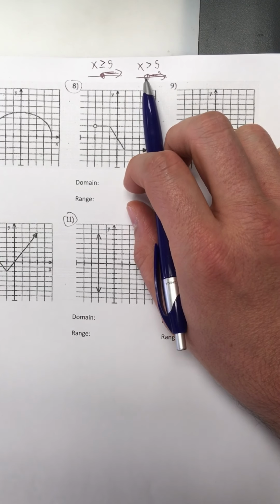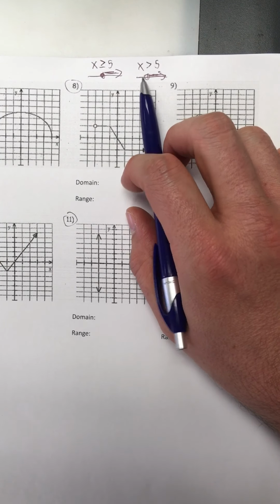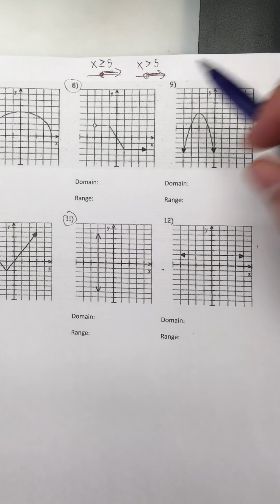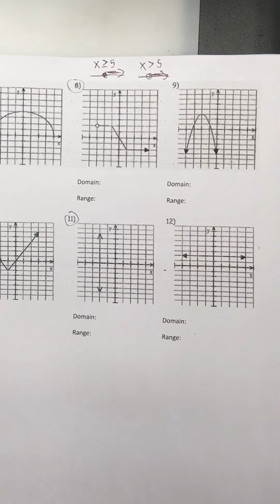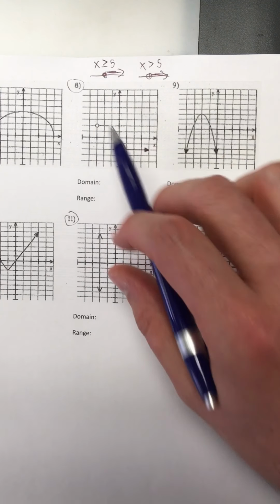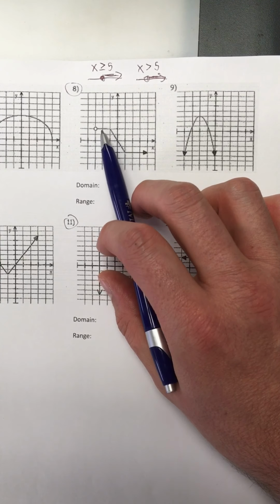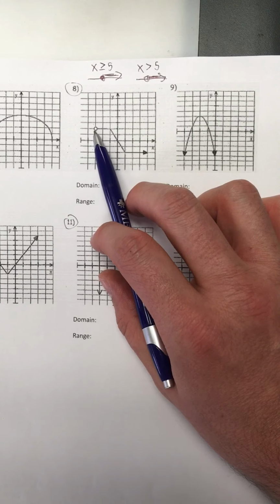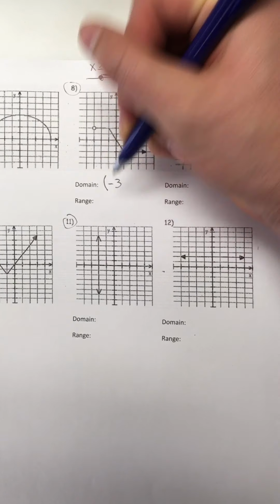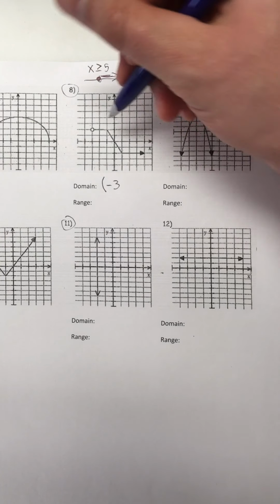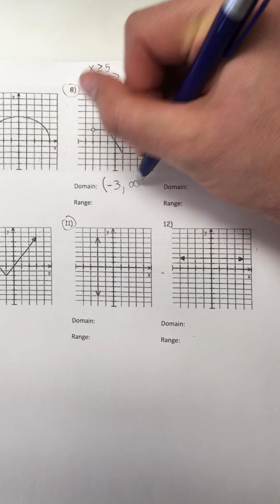What did that open dot mean? Open dot means it does not include that point. It's everything up to that point. Closed dot means it actually includes that point. So number 8, that open dot, it's at negative 3, but it never actually touches it. So the domain, this is an example where I'd have to use a parentheses with the number. Parentheses, negative 3, then it goes to the right to infinity.